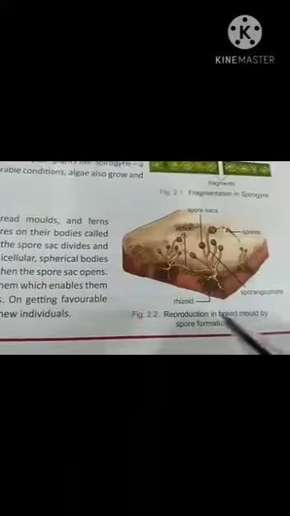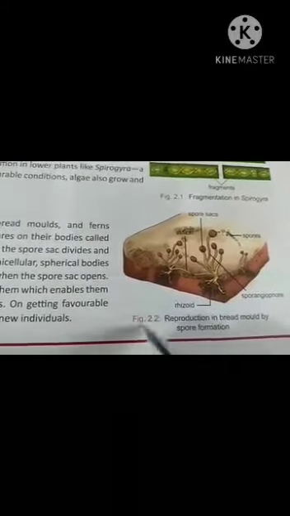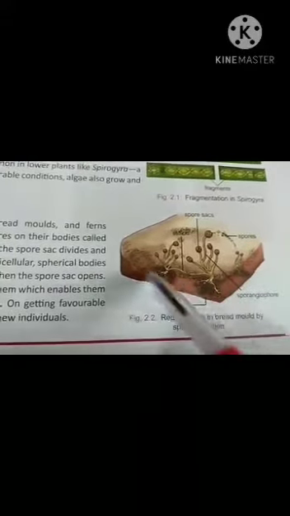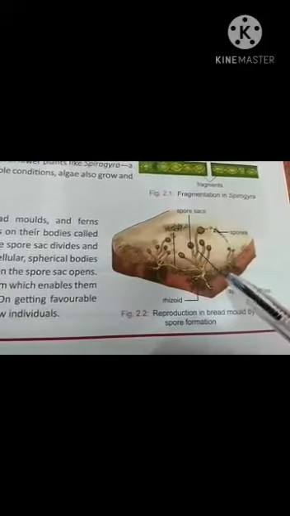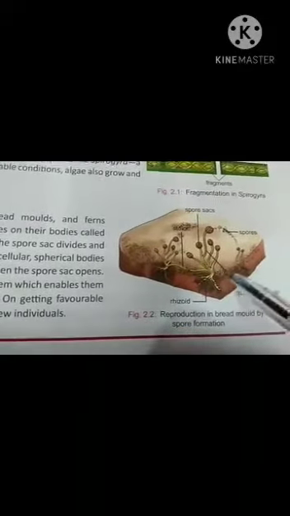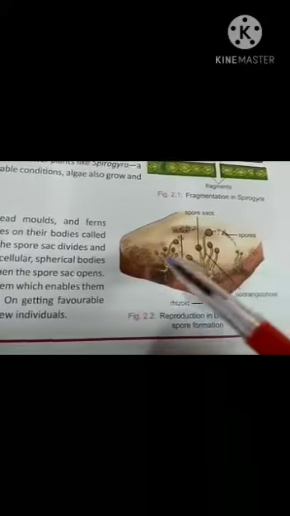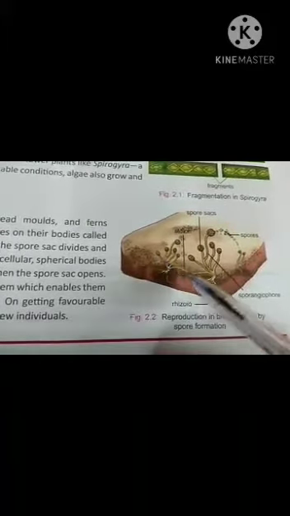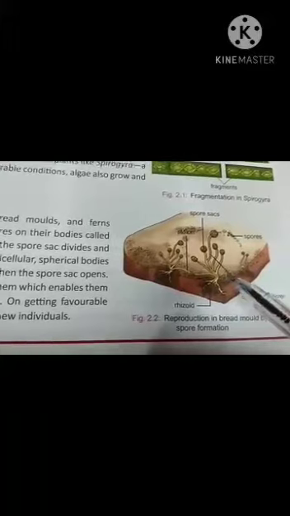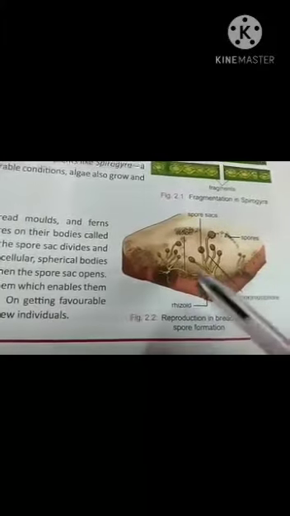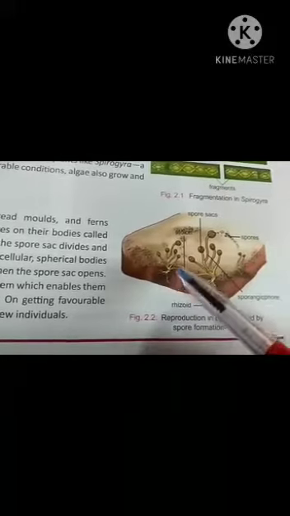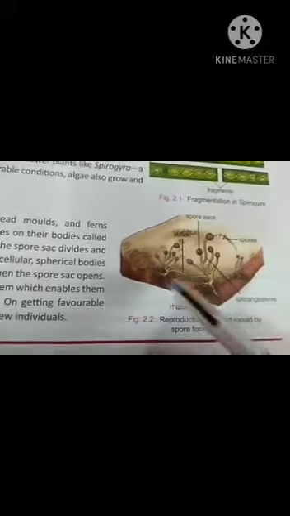Here in this diagram, figure 2.2, you can see a bread piece, and if this bread piece is not fresh or if it is moist, fungus will grow over it. You might have seen the greenish or blackish growth when stale bread is there. In the same way, we can see this fungus under the microscope.